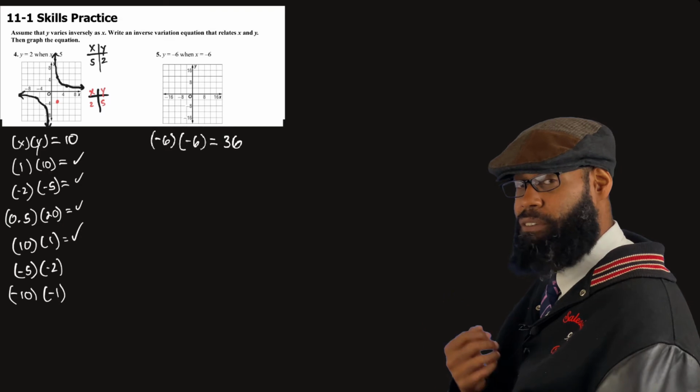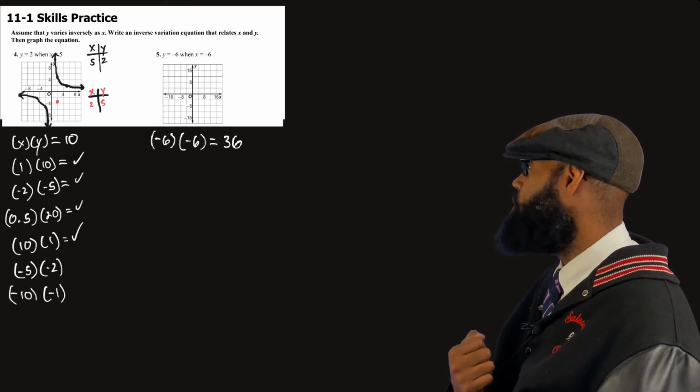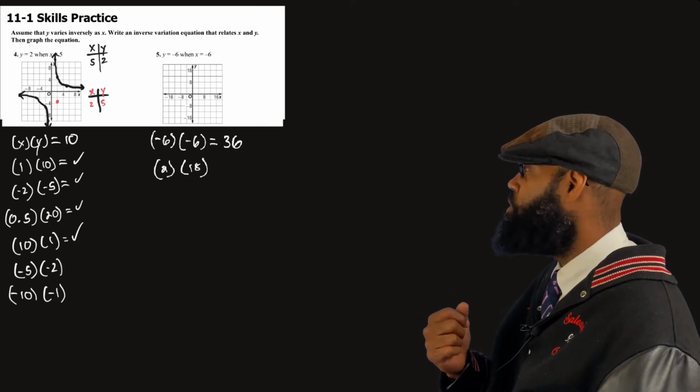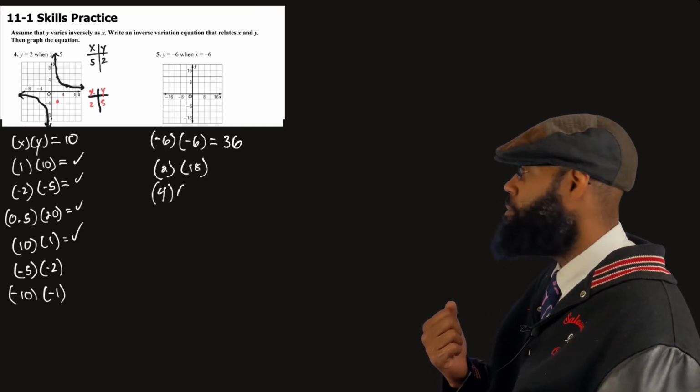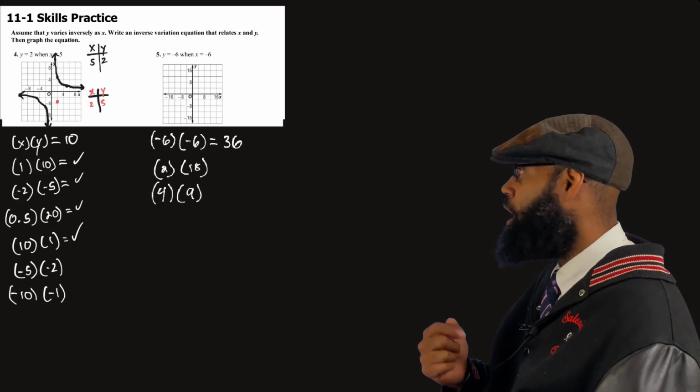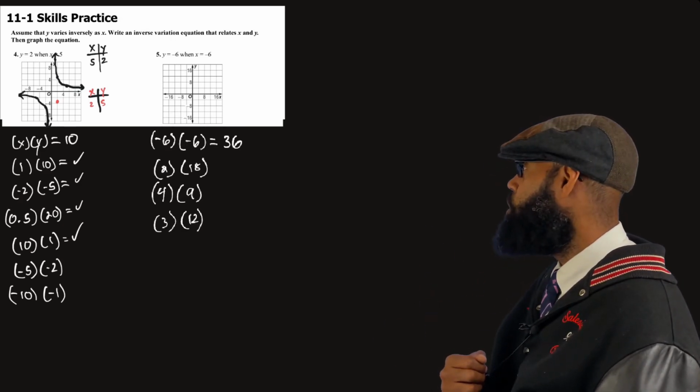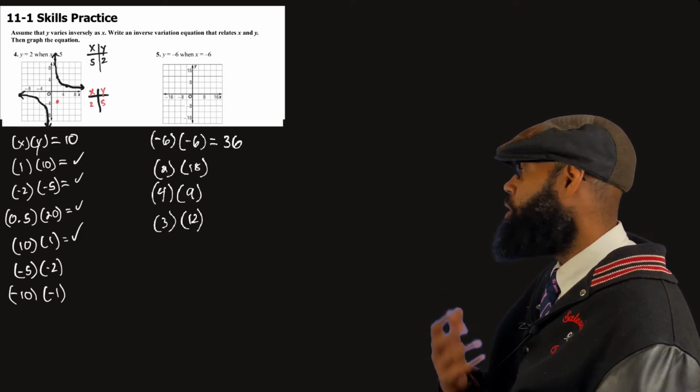We've got an x and a y value. The x value is -6, the y value is -6. So -6 times -6 is 36. I'm looking for other values, such as 2 times 18, such as 4 times 9. Now those are all positive, right? But what about the negatives? Well, let's get one more. 3 times 12. Good. What about the negatives?